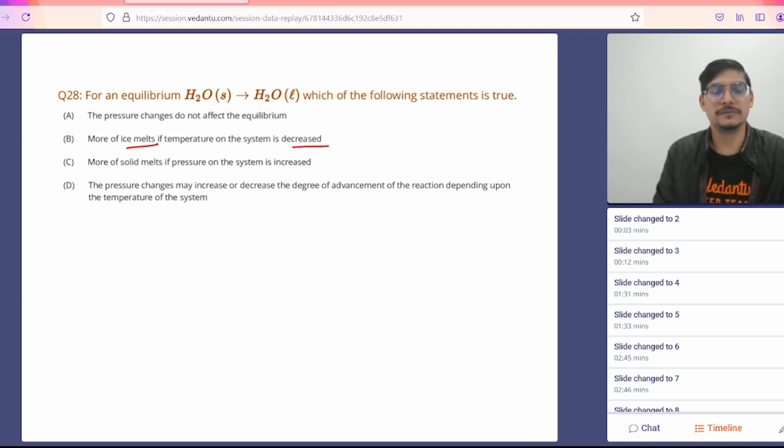More of the solid melts if the pressure on the system is increased. Yes, please remember, in ice-water equilibrium, if pressure is increased, more of the ice melts. So this statement is correct. Last option: the pressure changes may increase or decrease the degree of advancement of the reaction depending upon the temperature of the system. No, the pressure change depends upon the physical states and the densities of the solid and liquid phases.